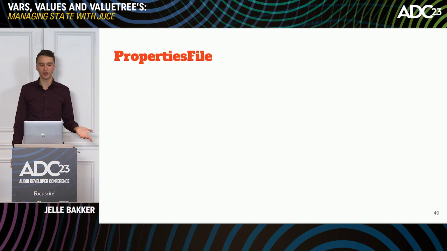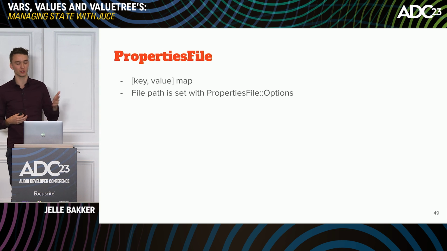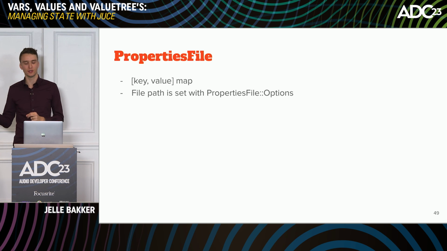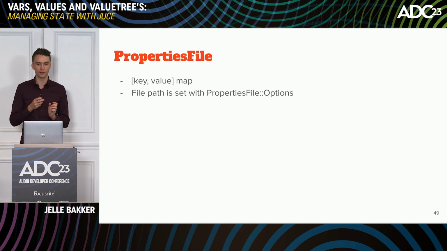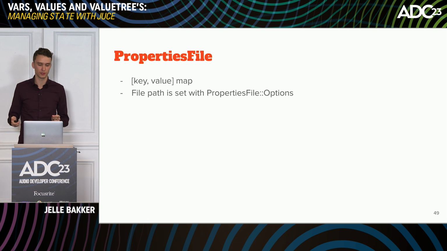You could use property file from JUCE for this. Property file is a key value map. It's designed for these things. So it's a flat key value map, and you can set the file path using the option struct. The option struct has a few variables that you can tweak, like your application name, your company name, and it will then do a cross-platform. It will decide based on the platform that you're using what file path to use.